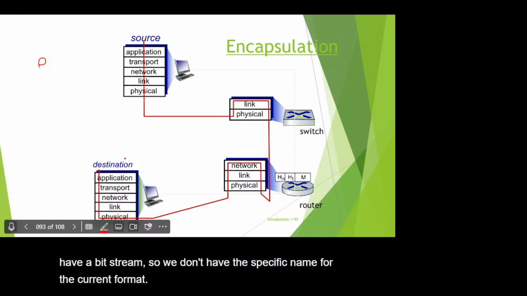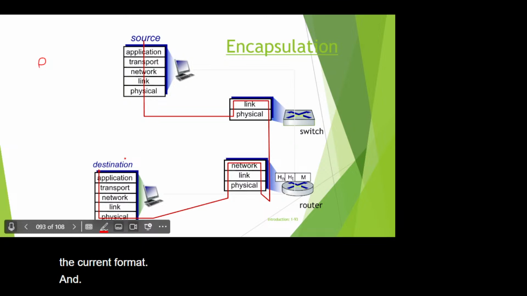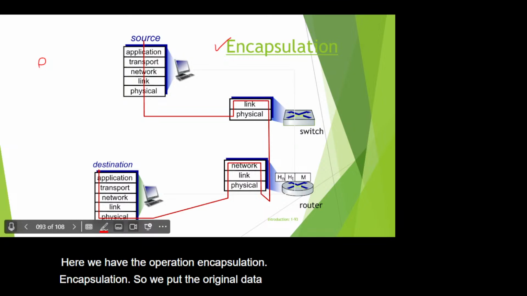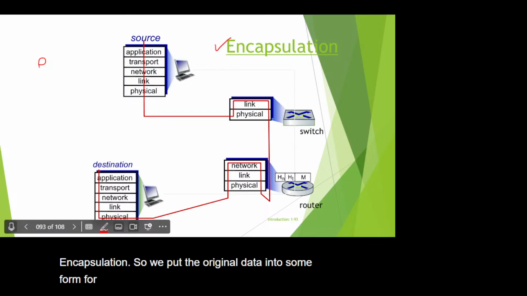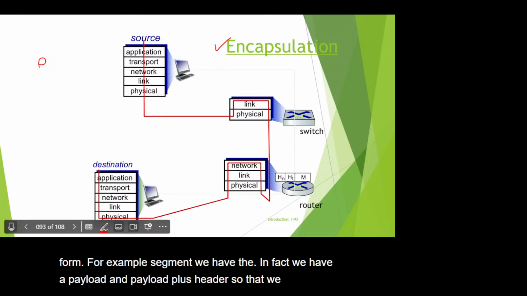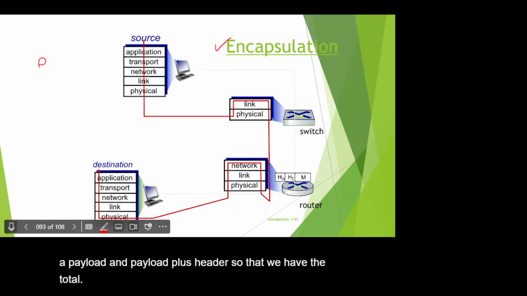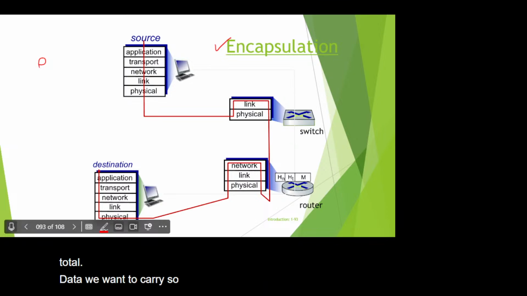And here we have the operation encapsulation. Encapsulation, so we put the original data into some form. For example, segment. In fact, we have a payload and payload plus header, so that we have the total data we want to carry. So this is the operation encapsulation.